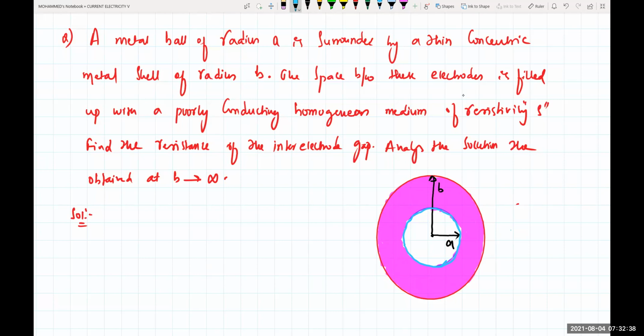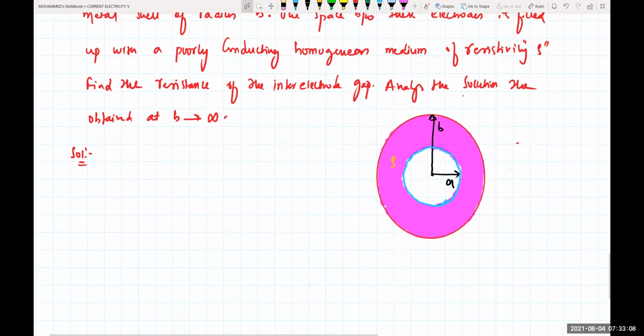So a metal ball of radius A is surrounded by a thin concentric metal shell of radius B. The space between these electrodes is filled up with a poorly conducting homogeneous medium of resistivity rho. Find the resistance of the inter-electrode gap. Analyze the solution obtained at B equal to infinity. That means if the metal shell which is surrounding is at infinity, then what will be the resistance? Since such a body is continuous, take the help of integration.